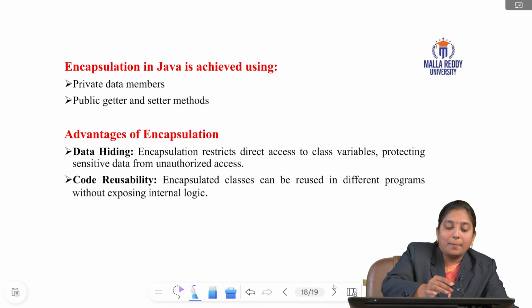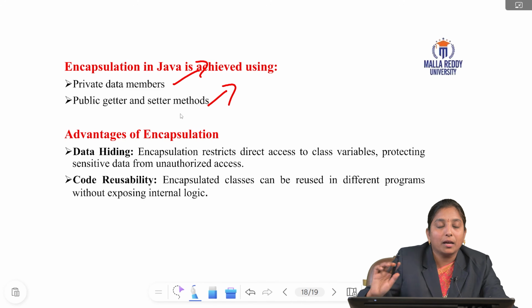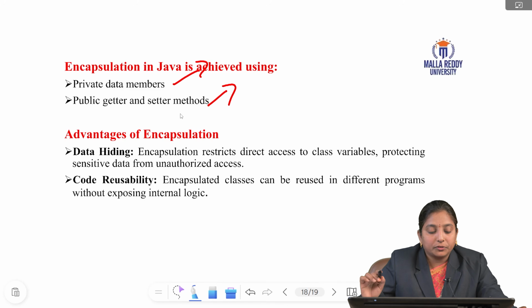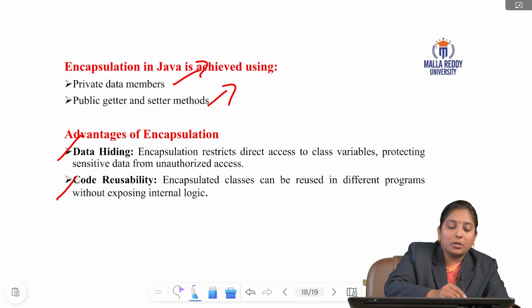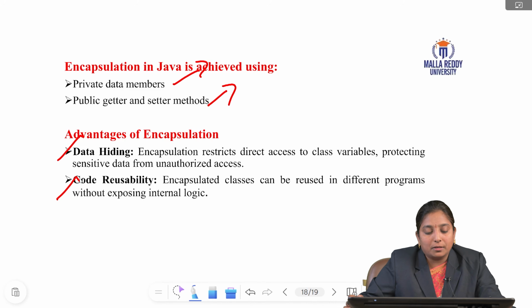Encapsulation is achieved using private data members. When we declare the data members as private and declare the methods as public, by using these two, we can achieve encapsulation in Java. The advantages of encapsulation in Java are data hiding and code reusability.